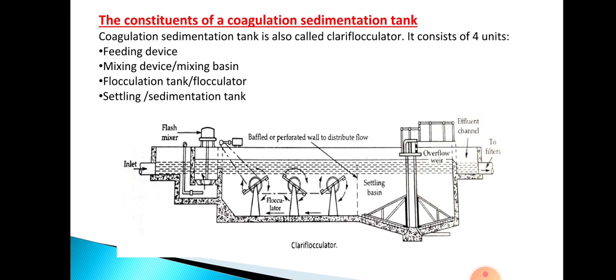Now, coagulation and sedimentation helps in a number of ways. Firstly, it removes the turbidities, and it reduces the bacteria present in water, and also reduces the B. coli present in water. Now we will see what is a feeding device.